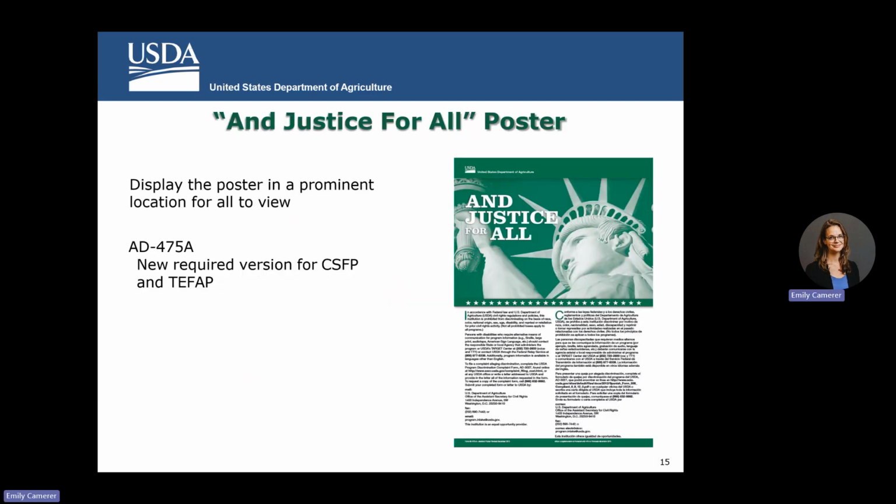Here is what the "And Justice for All" poster looks like. And that, again, is required to be displayed in any program site that is receiving federal funding.